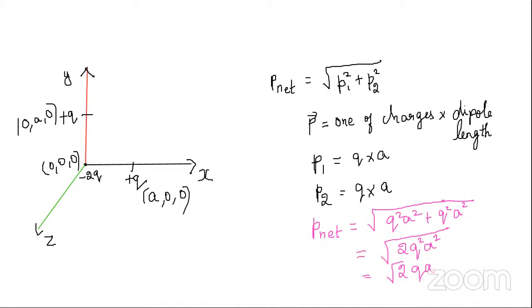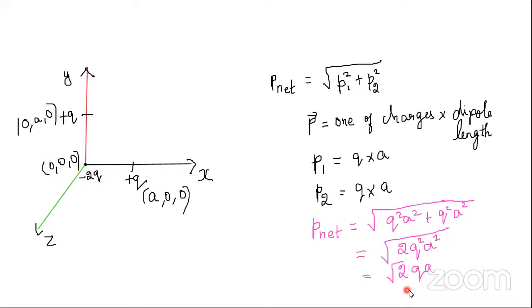Now we have found out the magnitude of this dipole moment, but now we have to find out the direction as well. So how can we find out the direction? In which direction is this net dipole moment? Can anyone answer me? You can give it a try.